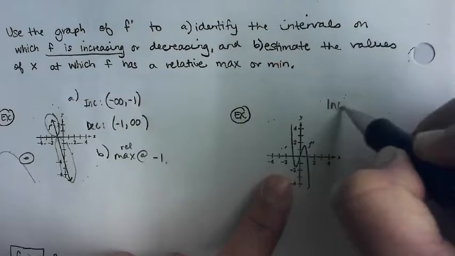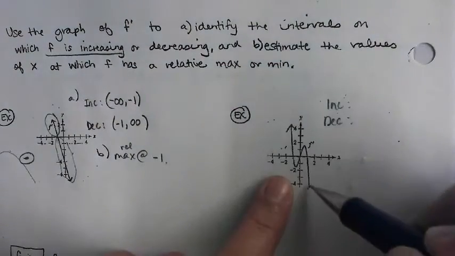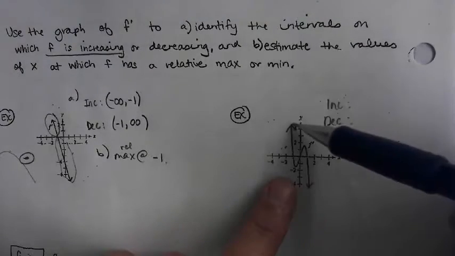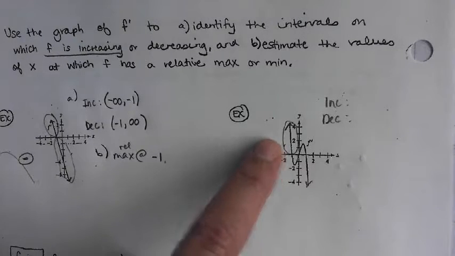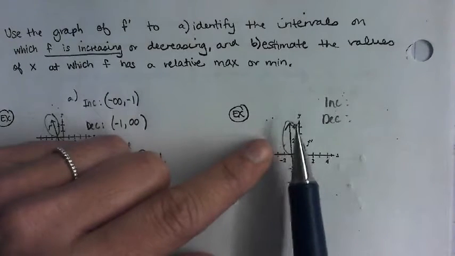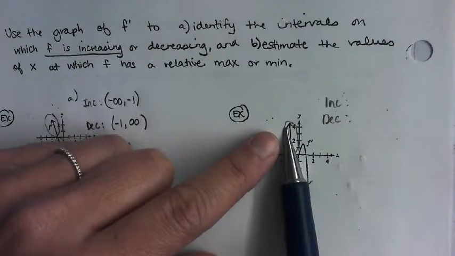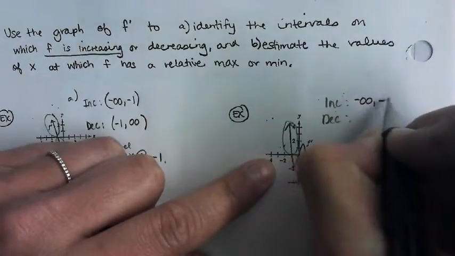So I'll just set it up for increasing intervals and decreasing. So again, let's put arrows. So what is our original function doing based on the fact that the derivative is positive between negative infinity and negative 1? Stephanie, what do you think? Increasing, right. Because the derivative is positive, the original function is increasing from negative infinity to negative 1.